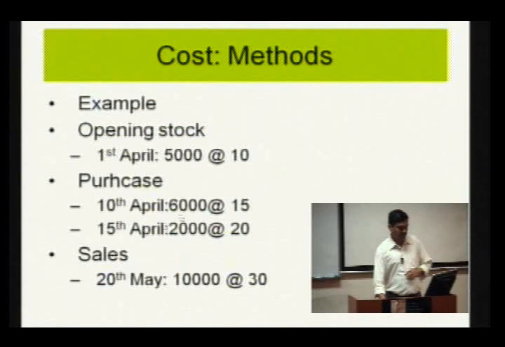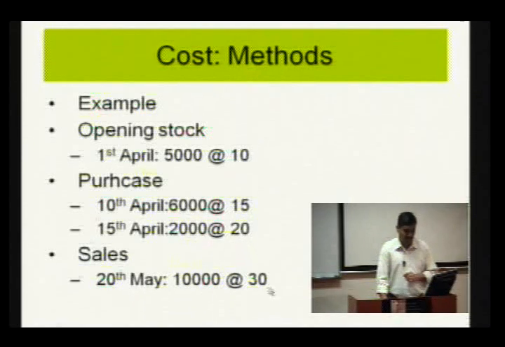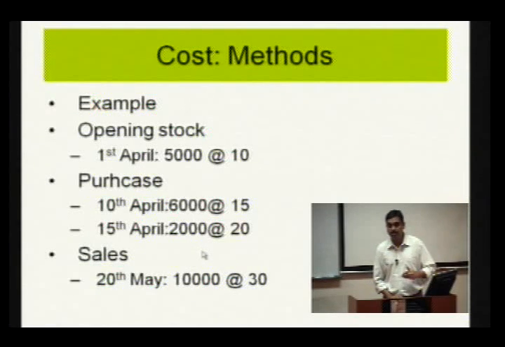So, in this example, suppose the opening stock is 5,000 at the rate of 10, the purchases on 10th April and 15th April are 6,000 and 2,000 at 15 and 20 respectively. But on 20th May, you are selling 10,000 units at 30. So, to determine the cost of goods sold of this 10,000, you have to decide whether you want to follow FIFO or weighted average. But will that have an effect on a profit? Answer is yes. Let us see that.